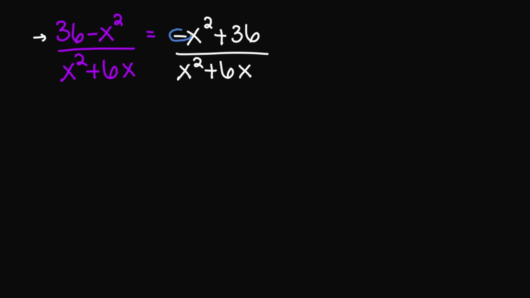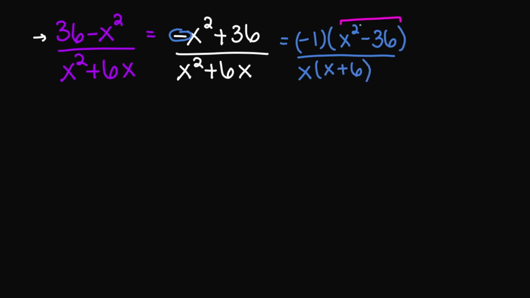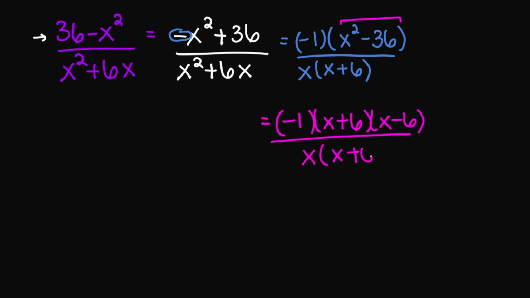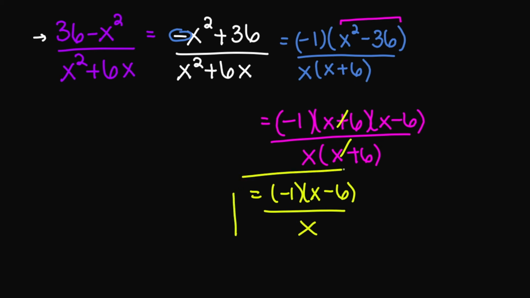And now we have a negative leading number. So I'm going to factor this negative out, and I'm going to be left with x squared minus 36. And then my denominator, I can factor out an x. I'll be left with x plus 6. And notice here we have the difference of two squares. So this is going to be -1 in my numerator times x plus 6 times x minus 6. My denominator, we have x times x plus 6, and I'll be left with -1 times x minus 6 over x. And this is your final answer.